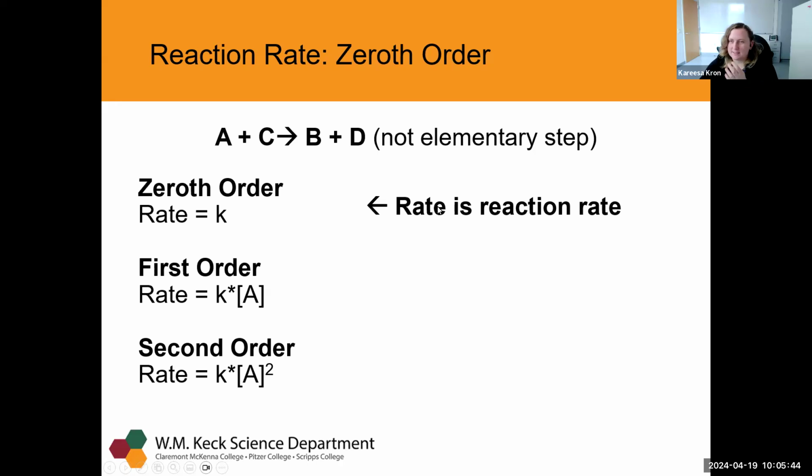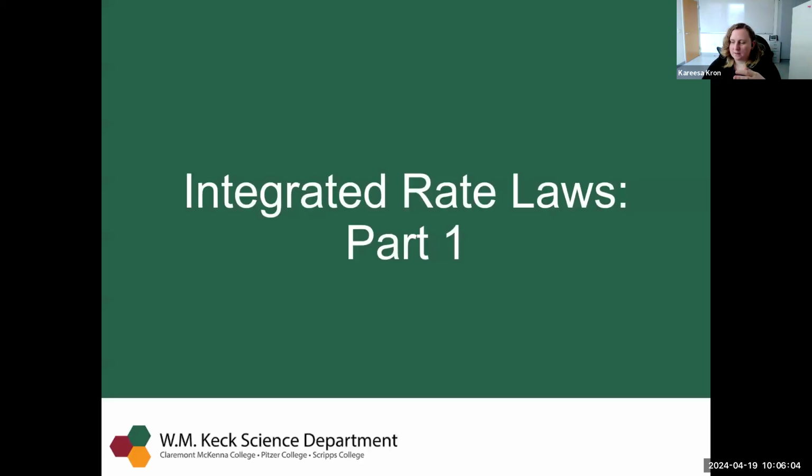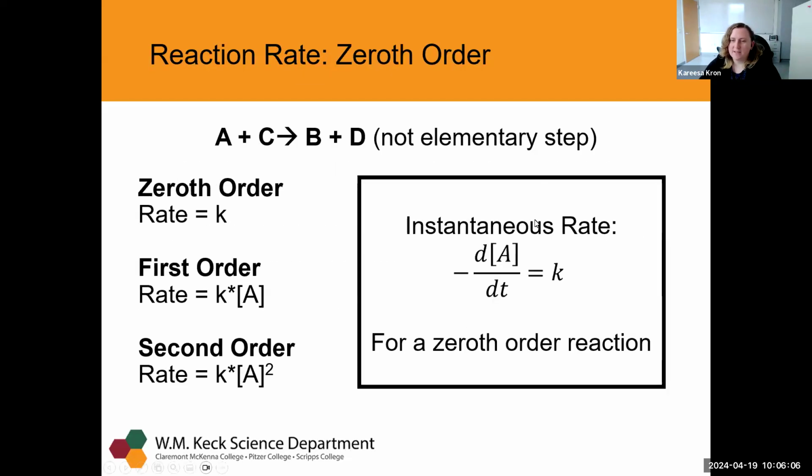So it's not necessarily the rate of decomposition of different components depending on the equation that you have, but it just represents how rate depends on concentration. And if we want to describe how the concentration of A changes with time for a zeroth order reaction, we will have an instantaneous rate that looks like this. So if we have a zeroth order reaction, then the rate of decomposition of A with respect to time is going to just equal k.